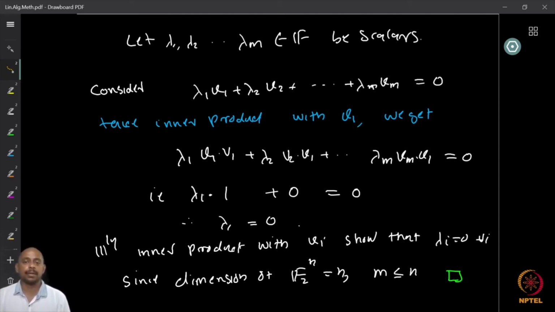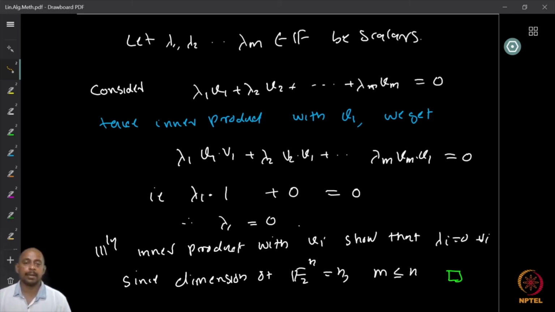When we say vectors are linearly independent, as we mentioned before, you cannot find scalars lambda 1 to lambda m, at least one of them non-zero, such that lambda 1 v1 plus etcetera lambda m vm is equal to 0. If that is not possible, then they are linearly independent. In other words, if they sum to 0, then we have to show that the lambdas are all 0. That is the way to prove this.